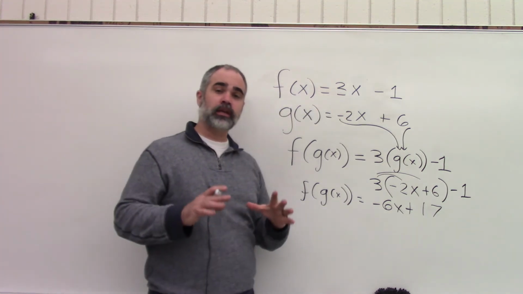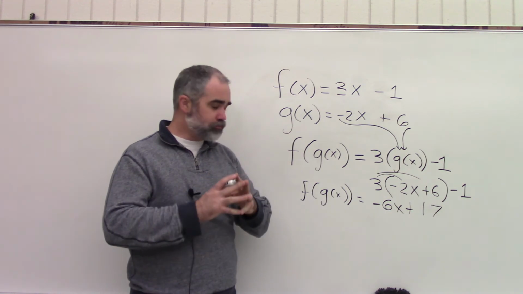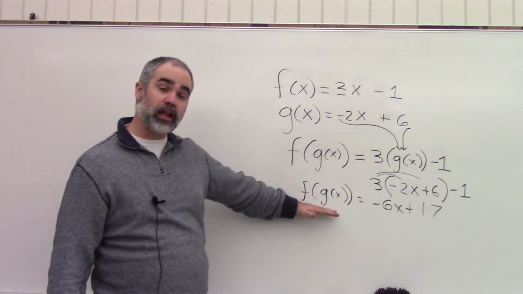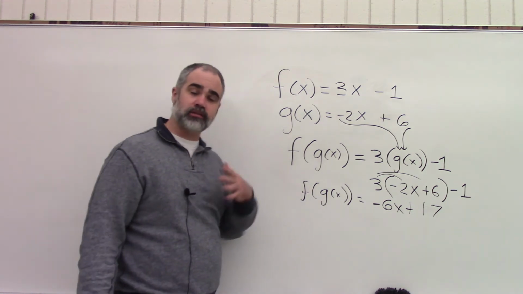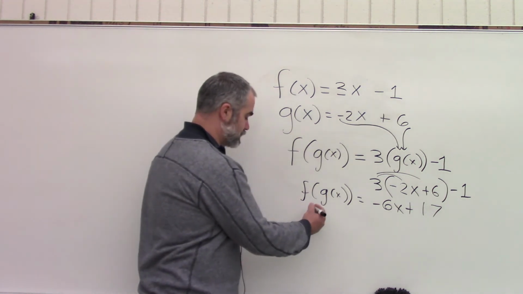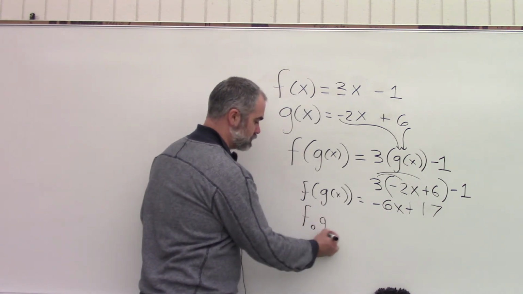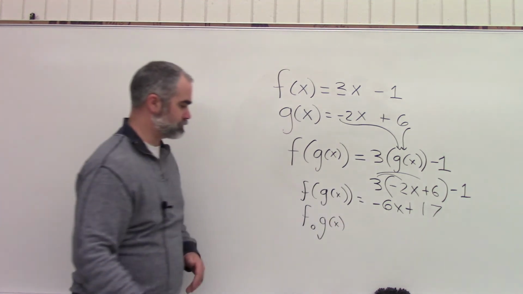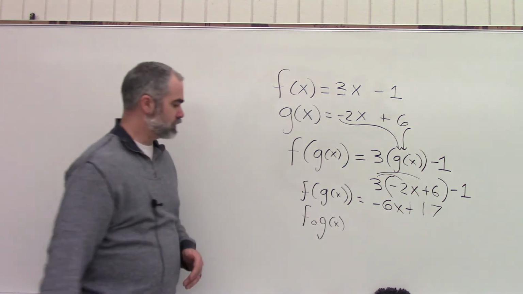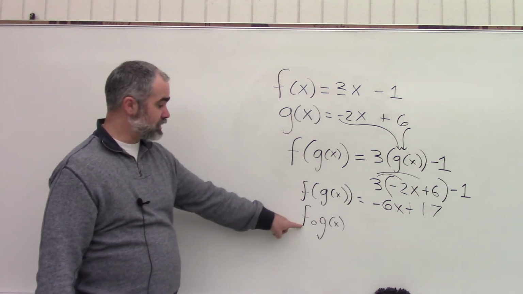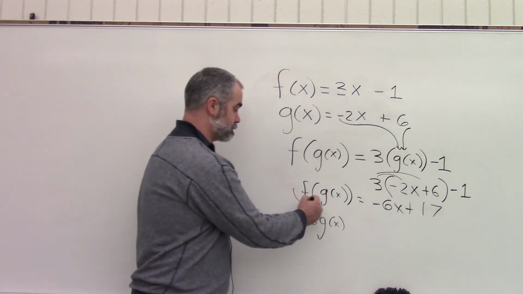A couple of quick notations here. Some books will not use this notation. They'll have it written in a different way. Personally, I don't like that notation, but here's what you might see. You might see f, g of x, something like this. And it's usually like a little o there, and what this stands for is f of g of x. It means the same thing.